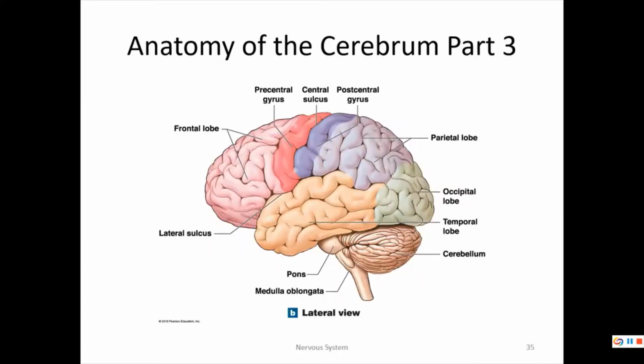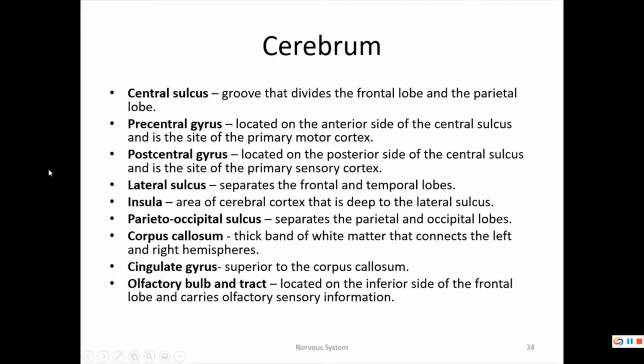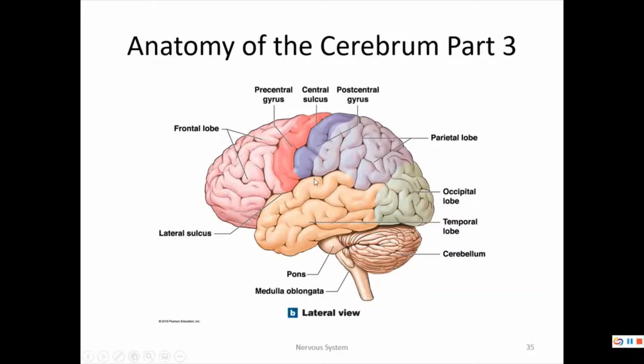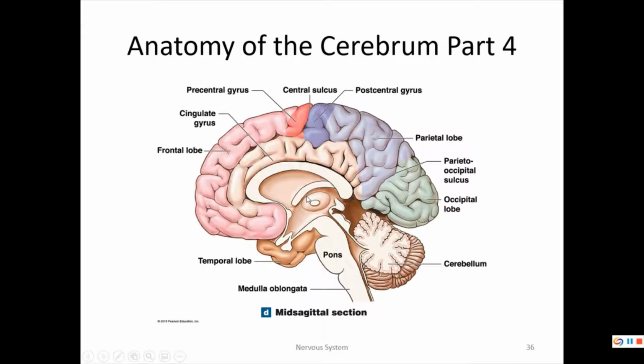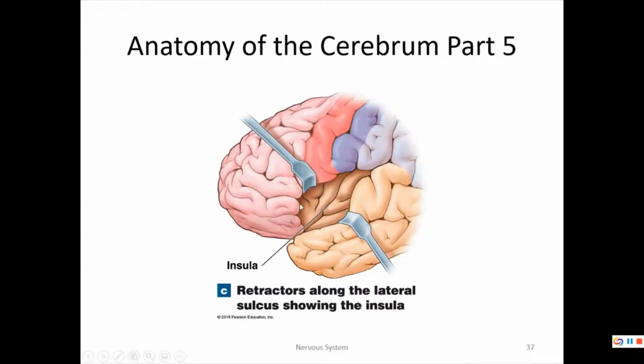So let's find our central sulcus. The central sulcus is right here, separating our frontal lobe from the parietal lobe. Anterior to the central sulcus is the precentral gyrus. Posterior to the central sulcus is the postcentral gyrus. The primary motor cortex and the primary somatosensory cortex are found here. The lateral sulcus is found here. If you open it up, you will find the insula or insular cortex there.